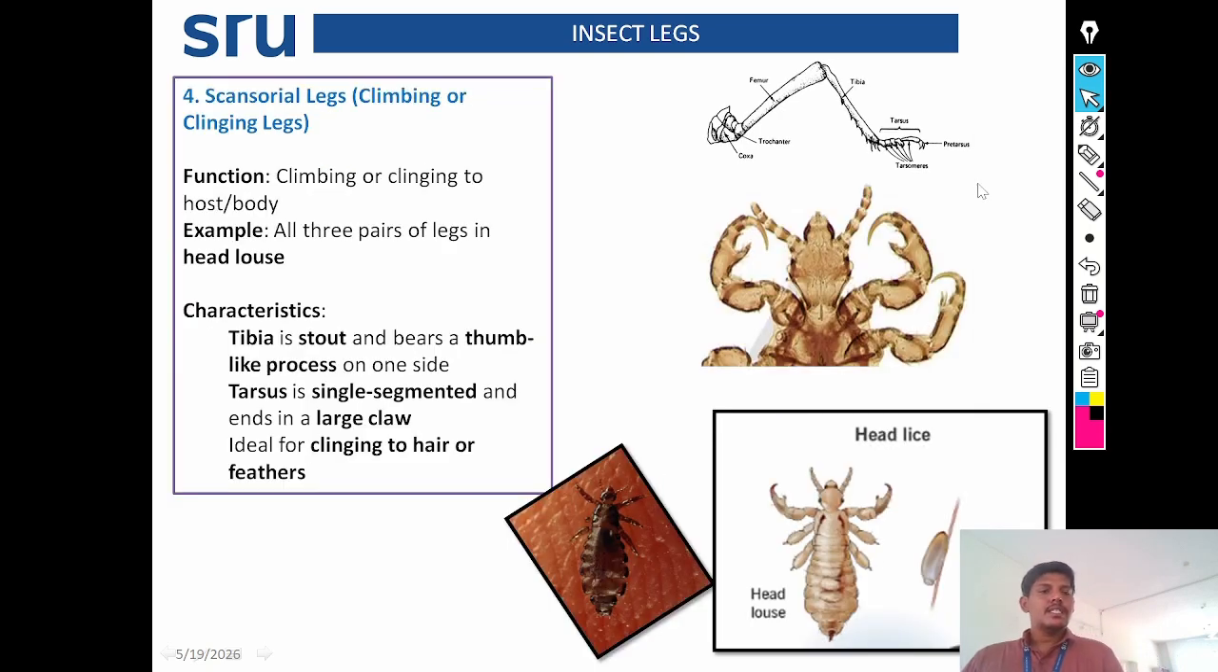Next, see scansorial legs or clinging legs or climbing legs. The function of this leg is climbing or clinging to the host body. All the three pairs of legs in headlouse are scansorial legs or clinging legs.